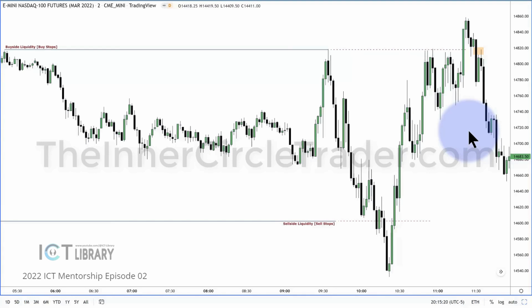But focus on the imbalance after the market structure breaks. So this big candle here, it breaks down. Look at the next candle.